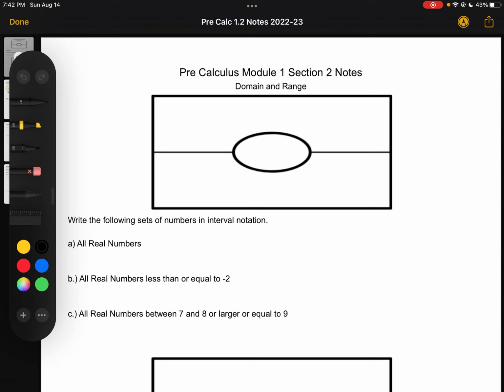In this video we're going to be talking about domain and range. So your goal after watching this video will be able to represent domain and range of a variety of functions using a variety of different answers and formats.